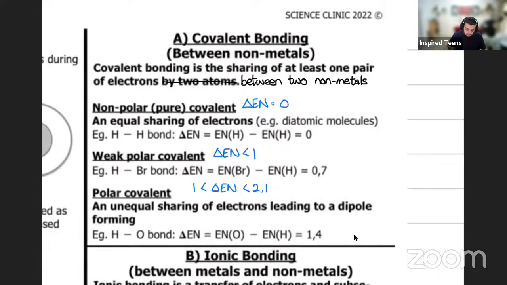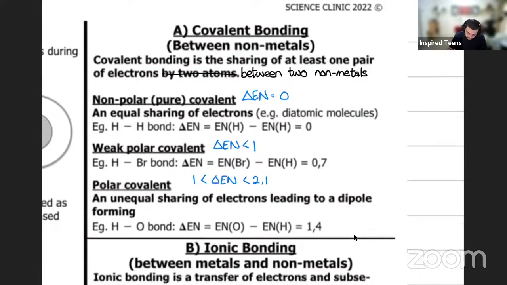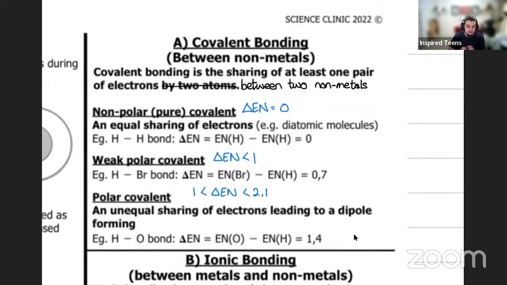Okay, so it's going to be less than 2,1, so that's polar covalent. And then obviously ionic we'll get in the next one, which is if the electronegativity difference is greater than 2,1. Okay, we have weakly polar. Then we have polar covalent, so strong polar covalent is an unequal sharing of electrons leading to a dipole forming. The example of this is the bond between H and O. The electronegativity difference is 1,4.